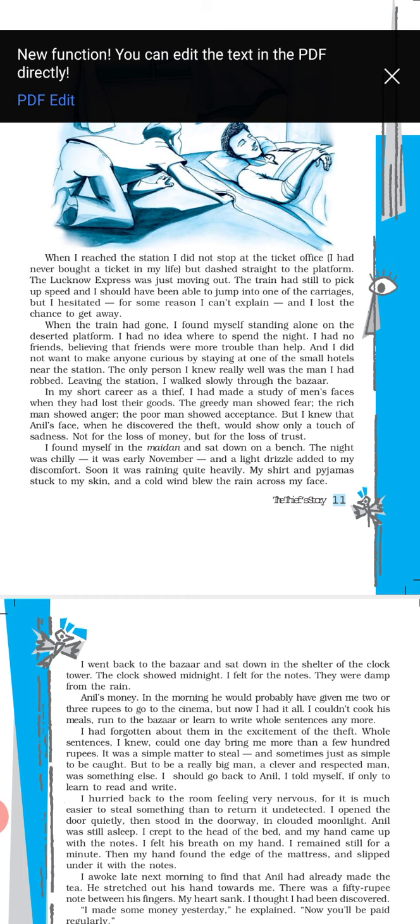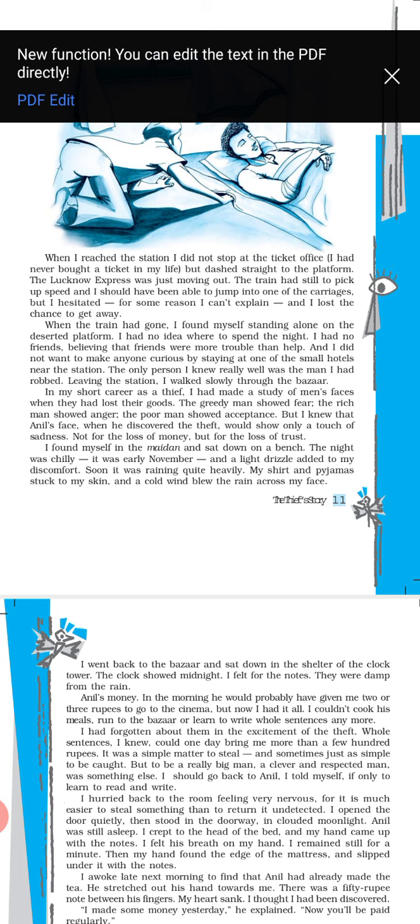But I knew, he's saying, about Anil's face. I know when he discovers the theft, there would be only a touch of sadness on his face. Sadness, why? Not because he has lost his money, but because he has entrusted a person, and that person has broken the trust. He knew that for the loss of trust, Anil will not show fear or anger or acceptance, but it will only reflect a touch of sadness. He will be sad to discover that the person whom he had trusted so much had robbed him ultimately. Loss of trust. Okay, I found myself in the Maidan and sat down on a bench.